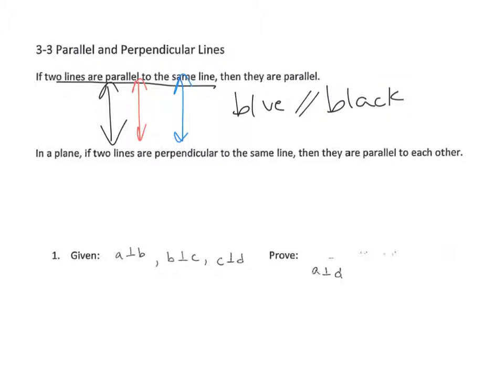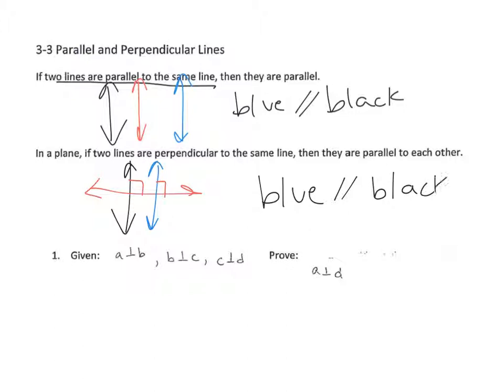Similar with perpendicular. If black is perpendicular to red, makes a 90-degree angle, and blue is perpendicular to red, makes a 90-degree angle, then blue is parallel to black. Again.